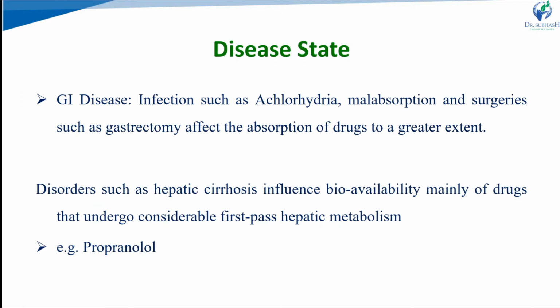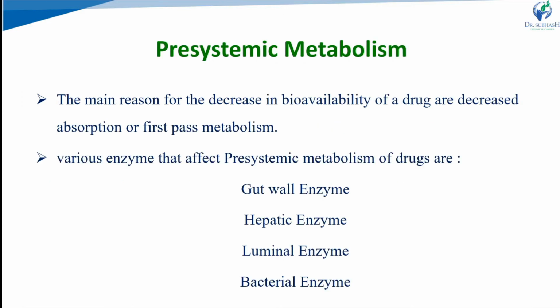Disorders such as hepatic cirrhosis influence the bioavailability and absorption of drugs that undergo considerable first pass hepatic metabolism. An example is propranolol. So that happens: if disease conditions are present, the absorption process also alters.